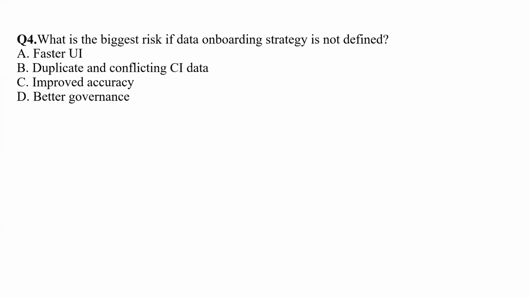Next one. What is the biggest risk if data onboarding strategy is not defined? Option A, faster UI. Option B, duplicate and conflicting CI data. Option C, improved accuracy. Option D, better governance. So what's the biggest risk if data onboarding strategy is not defined?